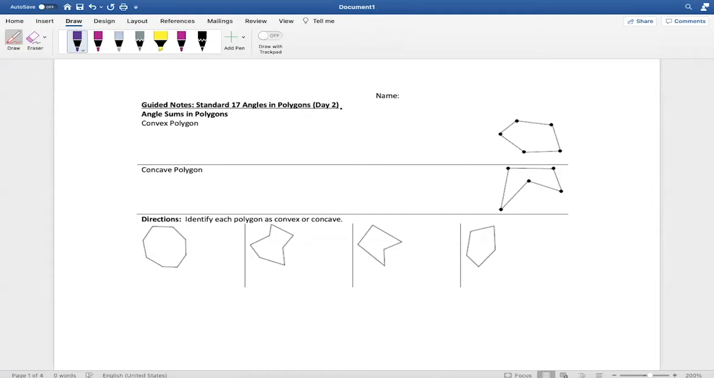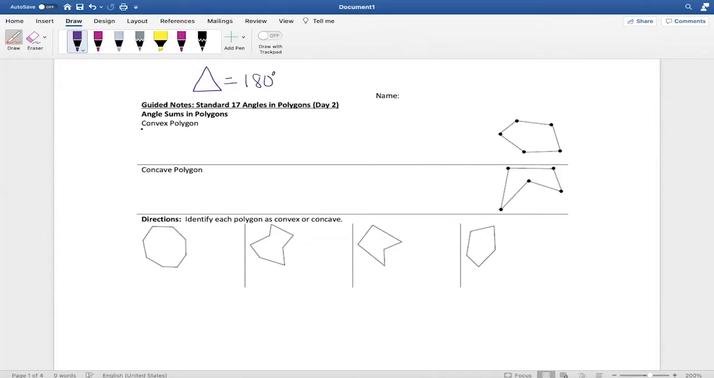Okay, for our day 2 notes, we're going to continue working with polygons and look at our angle sums in the polygons. Before we start, just a reminder, you did learn that in a triangle, the sum of the angles inside the triangle will always equal 180 degrees. So we'll be using that today to discover some new things.